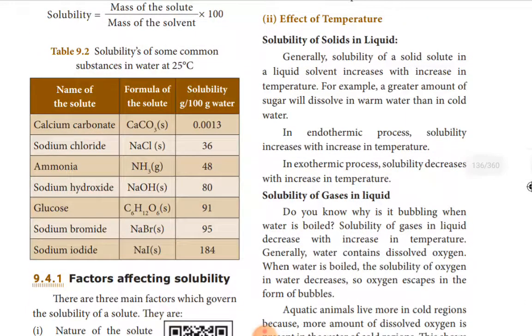Then some examples are given in table 9.2. Solubilities of some common substances in water at 25 degree, at normal temperature. So calcium carbonate, CaCO3 in the solid state, can be dissolved 0.0013 gram per 100 gram of water. So very less amount of calcium carbonate can be dissolved in 100 gram of water. More or less it is not going to dissolve. Then sodium chloride, 36 gram can be dissolved to attain the saturation.